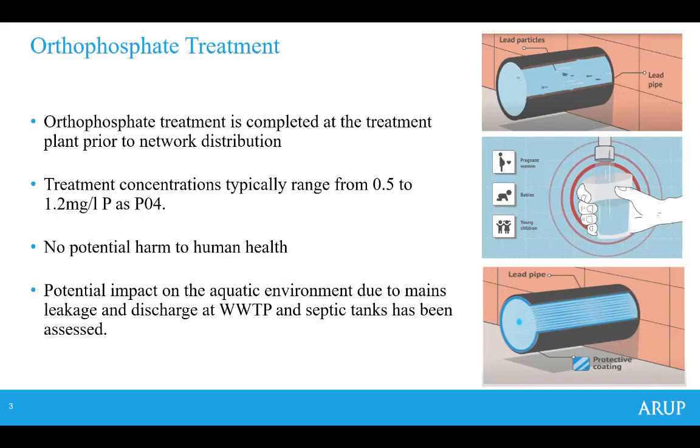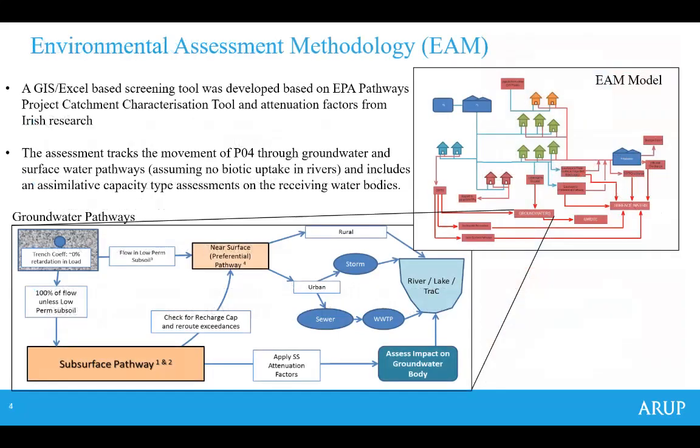Because of the potential impact on the aquatic environment due to mains leakage and discharge at wastewater treatment plants and septic tanks, this has been assessed on a risk-based method. So the environmental assessment methodology, the EAM, as we've come to call it, is a GIS Excel-based screening tool that was developed based on the EPA Pathways Project characterization tool. The attenuation factors in this are based on Irish research.